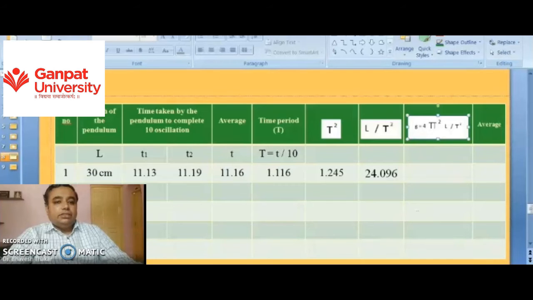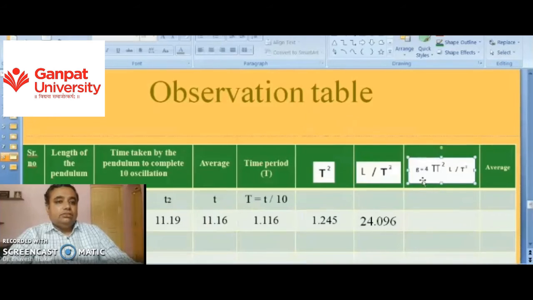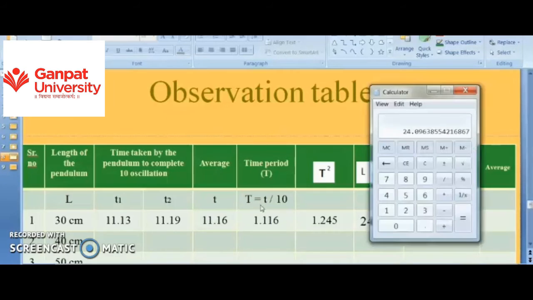As you can see, the equation of g is 4 pi square L by T square. Now we have calculated this L by T square for 30 centimeter. Now 4 pi square is a constant. Its value is 39.43. You can check it by yourself. Now if we multiply this with L by T square, that will give us the value of the gravitational acceleration. So we'll do that.